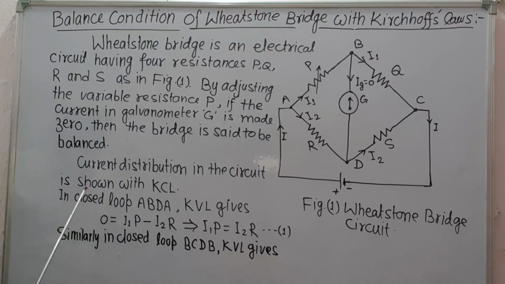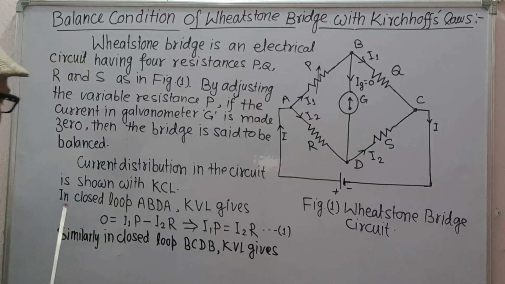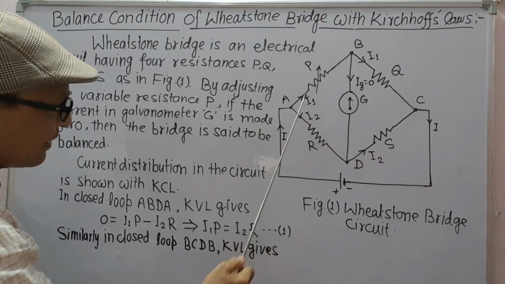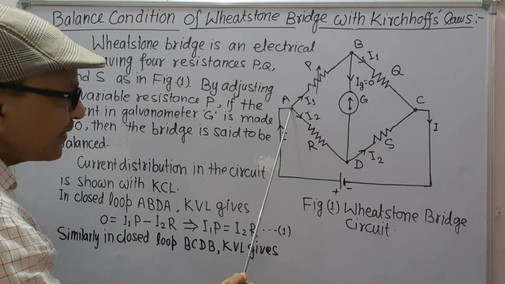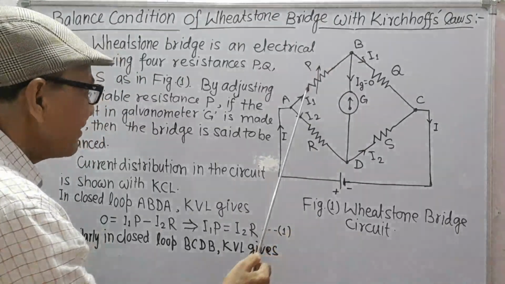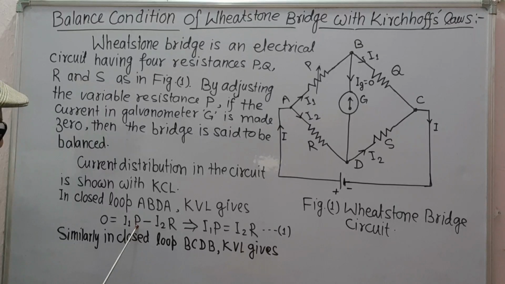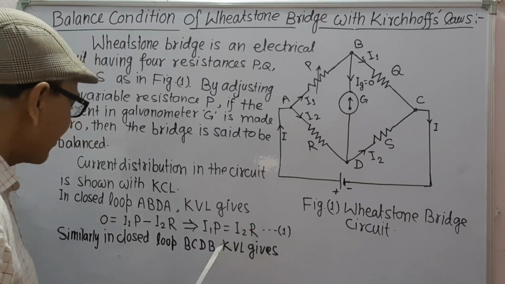Now, in closed loop ABDA, Kirchhoff's voltage law gives sigma EMF. This loop has no EMF source, therefore sigma EMF will be 0. I1P clockwise minus I2R. Sigma EMF is equal to I1P minus I2R. This gives I1P is equal to I2R, equation 1.